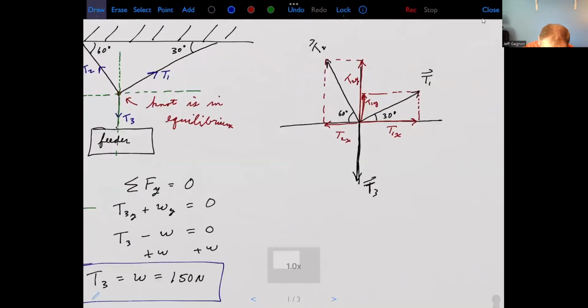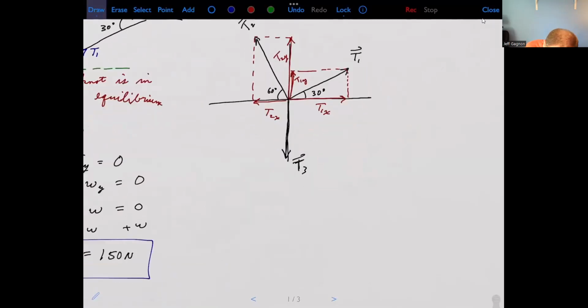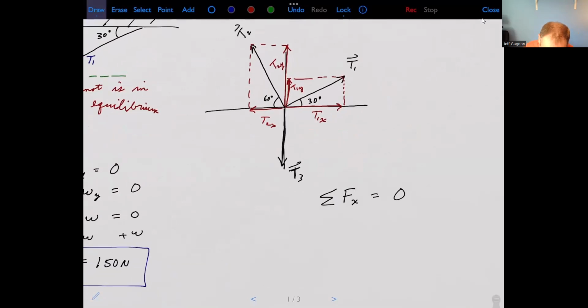So let me go back to this picture over here. And let me apply Newton's second law. I'll start with the X direction. So the sum of the forces in the X has to equal 0, right? Because that knot is in translational equilibrium. Okay, so I want the X component of T1. I want the X component of T2. And then the X component of T3. And that's got to all sum to 0.